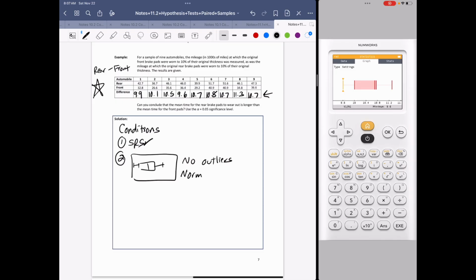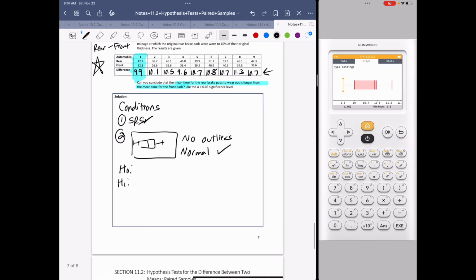Normal check. Now, when you do your H0 and your H1, it says for H1, can you conclude that the mean time for the rear brake pads to wear out is longer than the mean time for the front pads? Okay, so look for one of your answers where the rear was longer than the front. Okay, I don't have to look far because it looks like they're all like that. So here, I'm going to look at the first one. Rear was longer than the front. 9.9 is positive, so that's going to be greater than 0. If 9.9 had been negative, I would have said less than 0, if that had been the case.